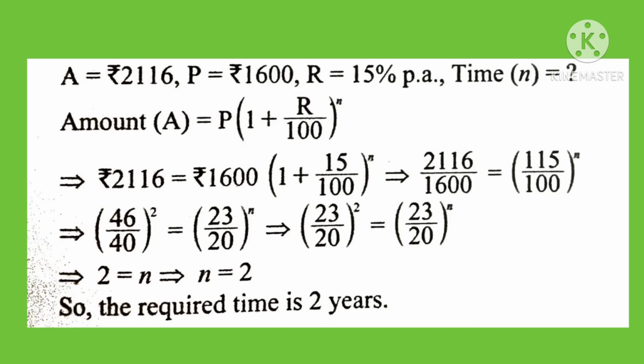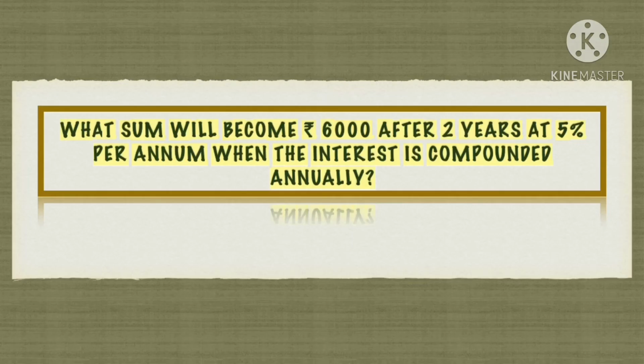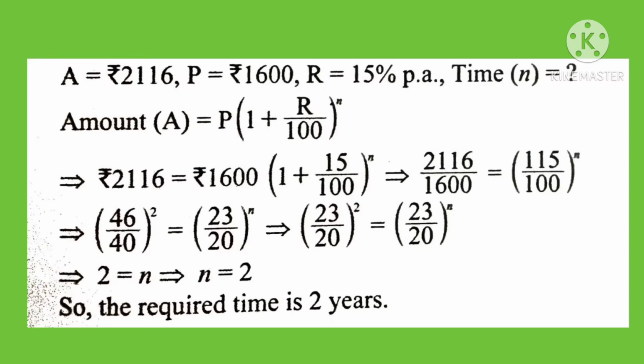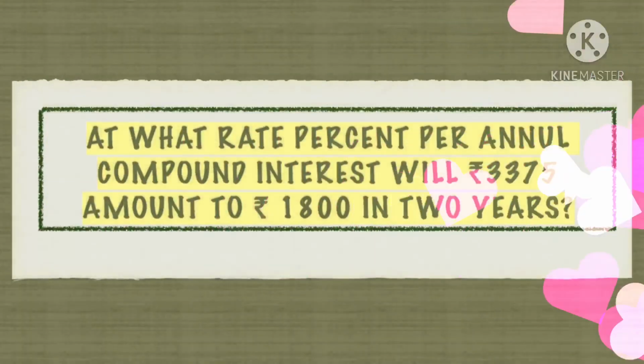Put all the values. We will get 2116 equal to 1600 multiplied by 115 upon 100 raised to power n. Now shift principal to the denominator of amount, and by converting this in power, means by finding prime factorization, it will be converted into 46 upon 40 raised to power 2, which is equal to 23 by 20 raised to power 2. And by comparing the powers, we will get time equal to 2 years.